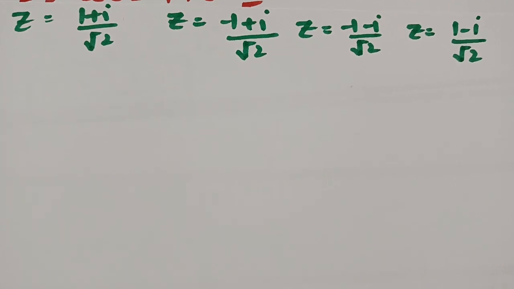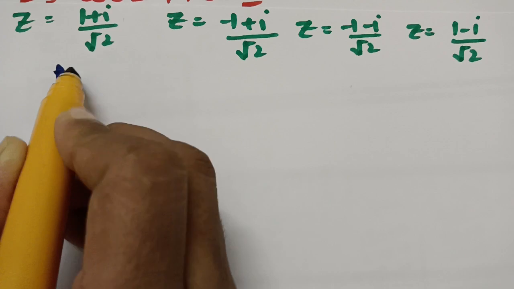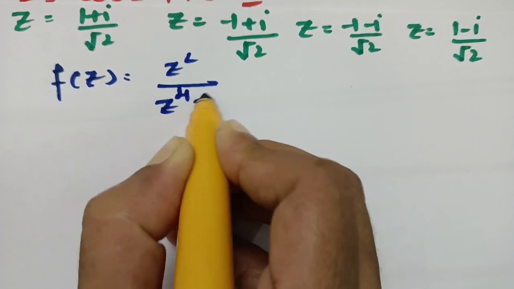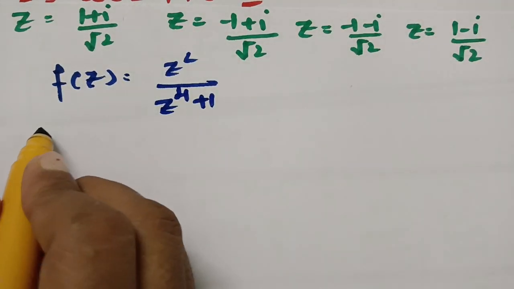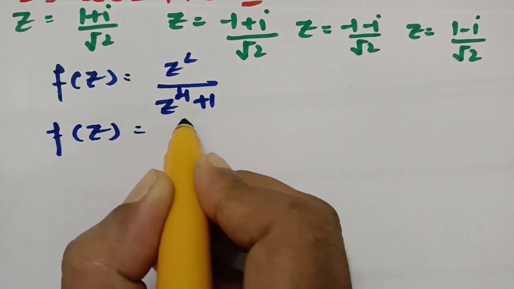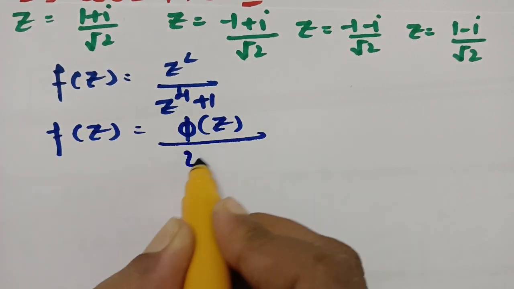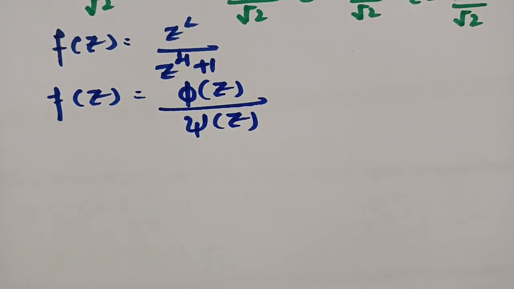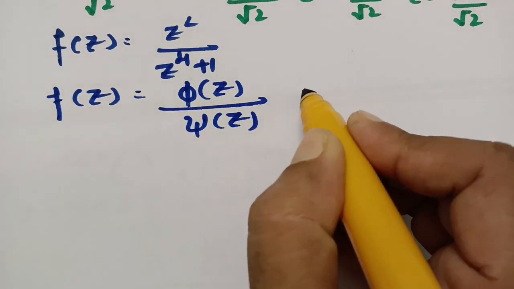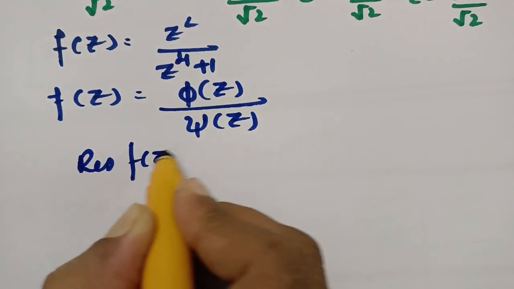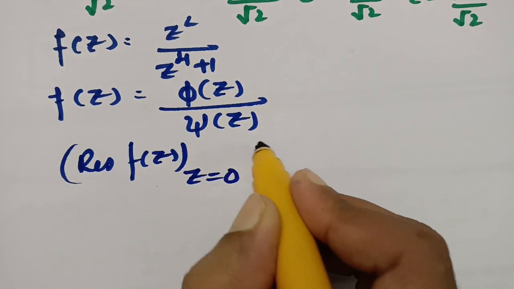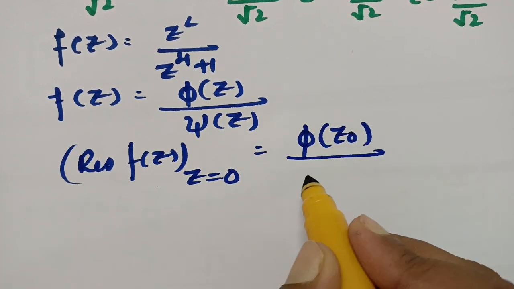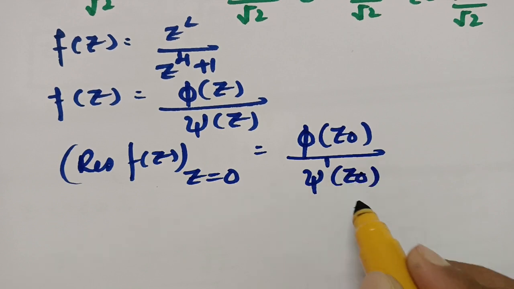In order to find the residues, let the function f of z be given, from the question, as z square by z power 4 plus 1. Now let us take f of z as two functions: the first one is phi of z, and the next one is psi of z. To get the residue, the residue of f of z at the point z is equal to z naught is phi of z naught by psi dash of z naught. We have to take a derivative for this.